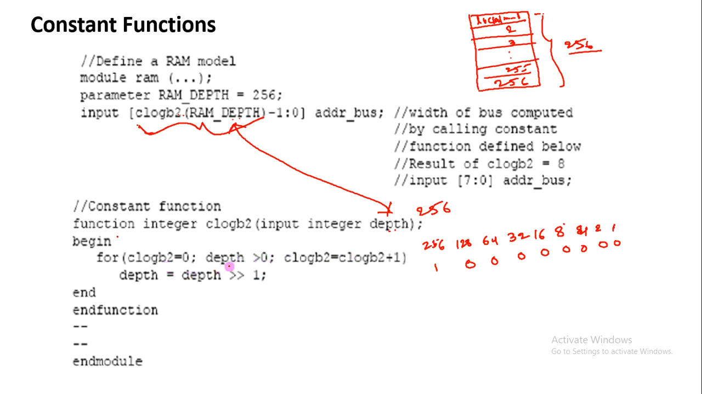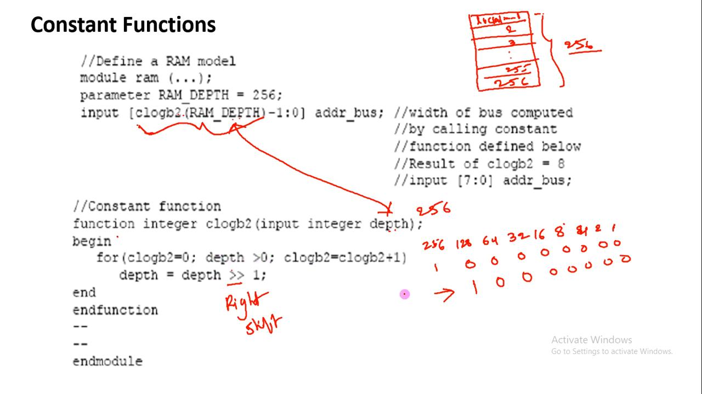So the first condition gets satisfied. Depth is greater than 0, of course. So what we are doing here is a right shift. Shift it by one time, so you'll get 1 0 0 0 0 0 0 0. Now this is my new value. The depth value is now 128.